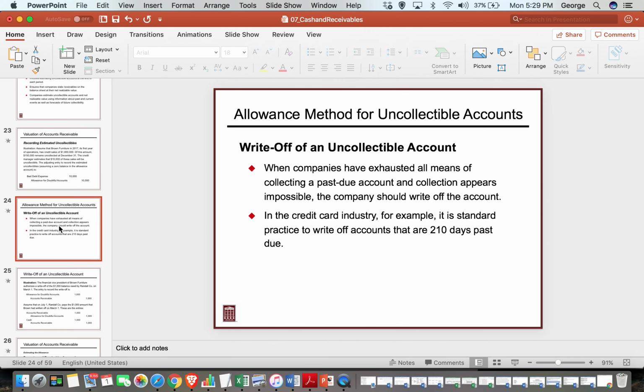All right, so write off an uncollectible account. If you exhausted your options, you sent them letters, you got a collection agency, all this stuff, they're not going to pay, possibly bankrupt, we should write the account off. So in the credit card industry, if you're wondering how long it takes them to write an account off, 210 days past due is normal, so probably 240 days since point of sale. So 240 days, almost 2/3 of a year, I guess, before they write it off.